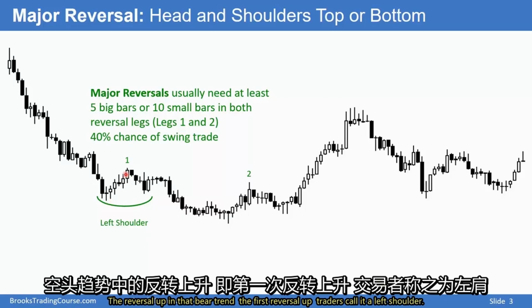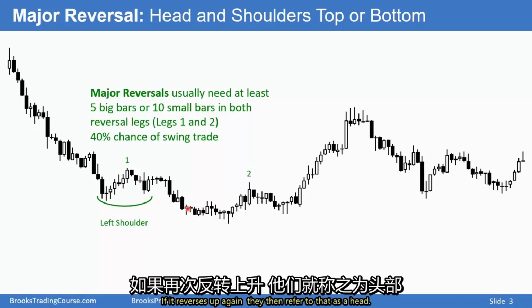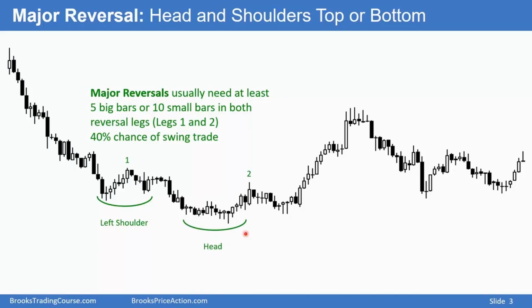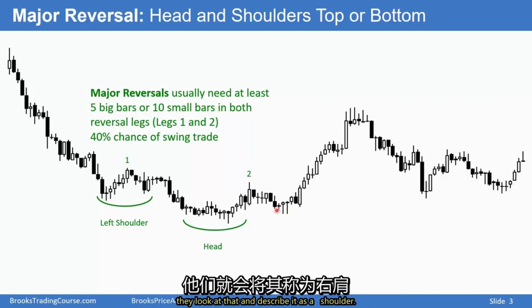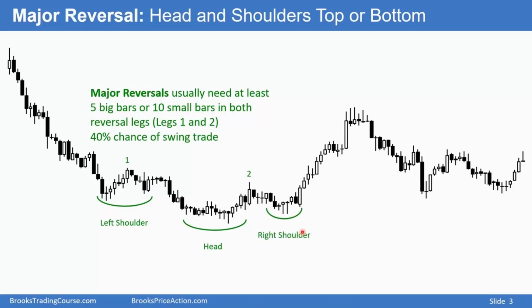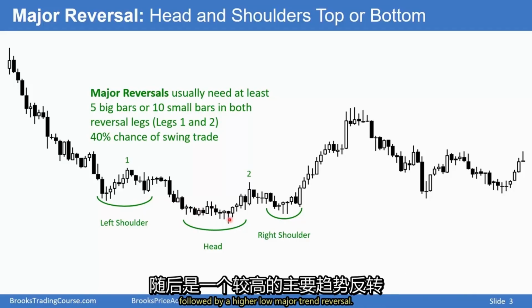The reversal up in that bear trend, the first reversal up, traders call it a left shoulder. They see the bear trend resume. If it reverses up again, they then refer to that as a head. The bear trend tries to resume again, and if the market reverses up a third time, they look at that and describe it as a right shoulder. The pattern, you can argue, is a lower low major trend reversal followed by a higher low major trend reversal.